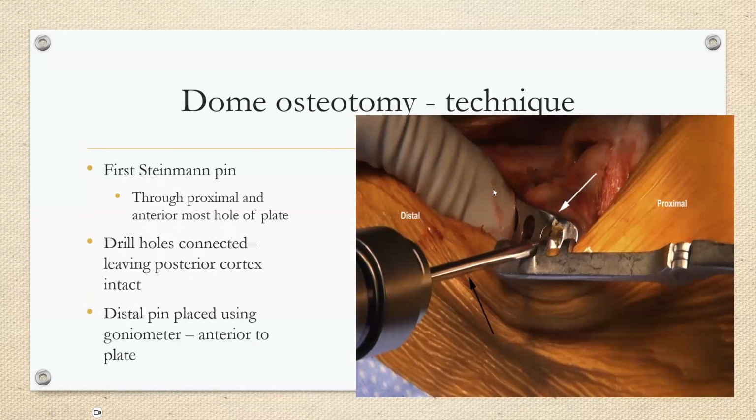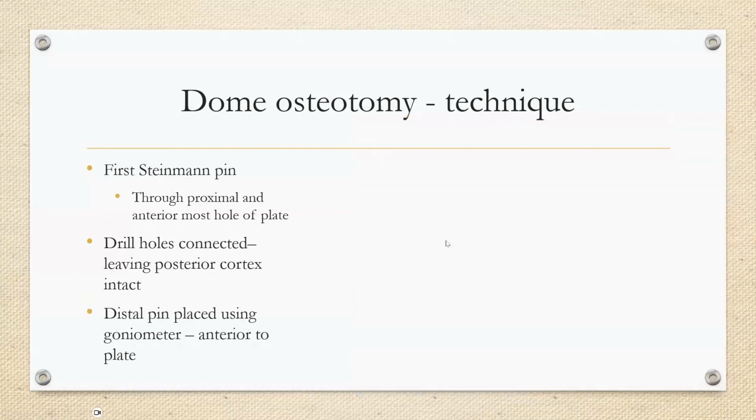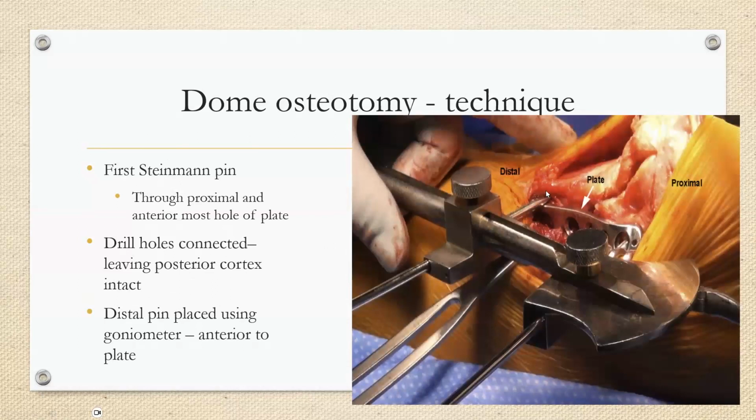And following this, the osteotomy is completed at the dome using an osteotome. Care is to be taken not to complete the osteotomy; the posterior cortex is left intact at this point. Then the distal pin is placed, again with the plate as a reference, just anterior to the plate, so that the plate is pushed adequately posterior to prevent changes in the slope.